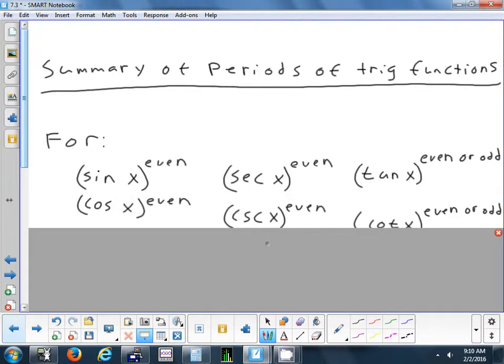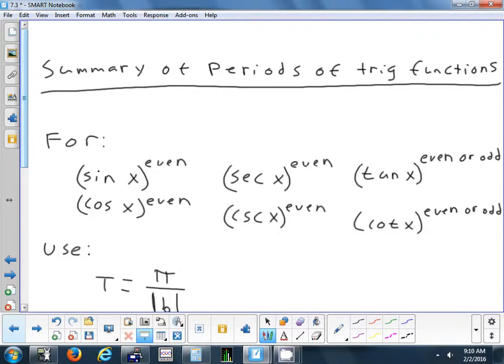All right. So this is all for even powers. Doesn't matter what the even power is for sine, cosine, secant, cosecant, and this also happens to work for tangent and cotangent. Doesn't matter if it's even or odd. We always use the formula pi over b to find the period. So if you had like sine squared, that's the formula you're using to find the period.